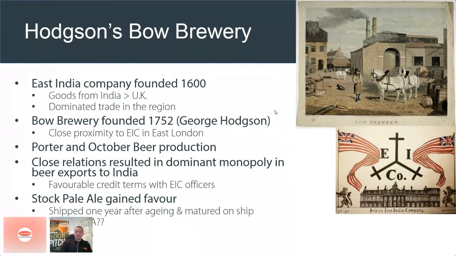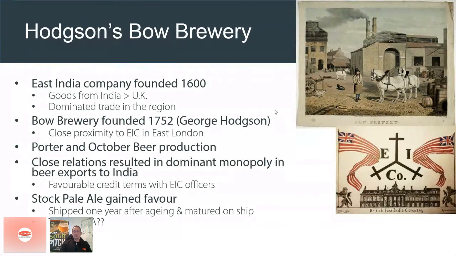So the reason that Hodgson became so close in part is because he extended incredibly favorable credit terms. He gave credit for 18 months, which is pretty incredible. We think suppliers now, we may deal on 30-day credit terms, 60 days, but Hodgson was offering 18 months credit. So a lot of officers on these ships saw this as a way to make money. And really, there were many beers, many different styles being exported to India, but it was really the stock pale ale of Hodgson's Bow Brewery that started to gain favour.